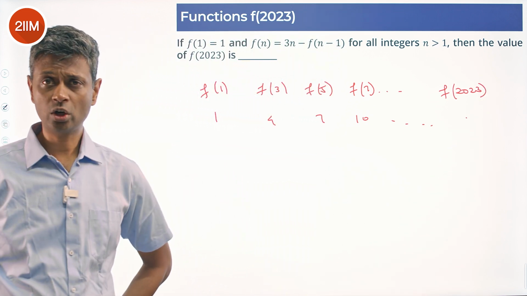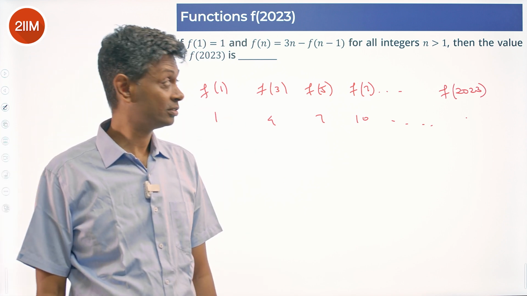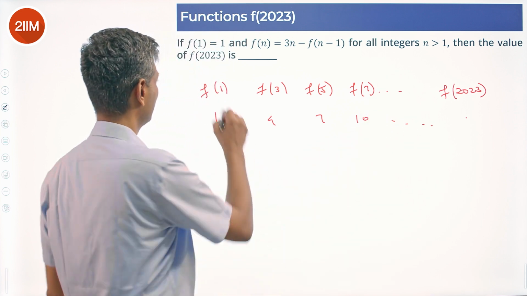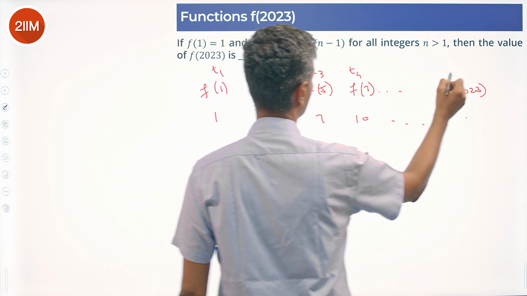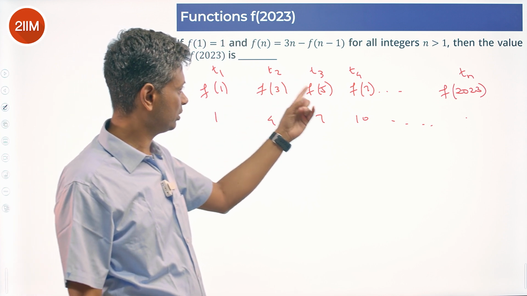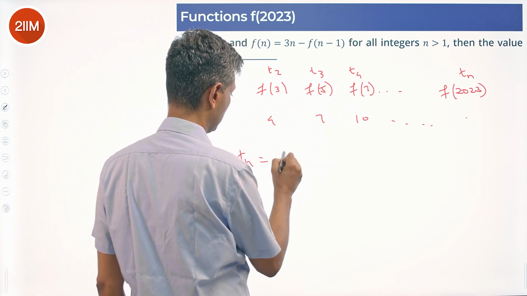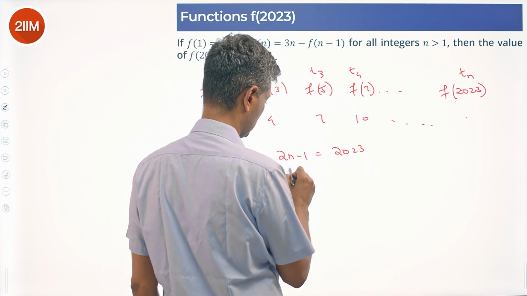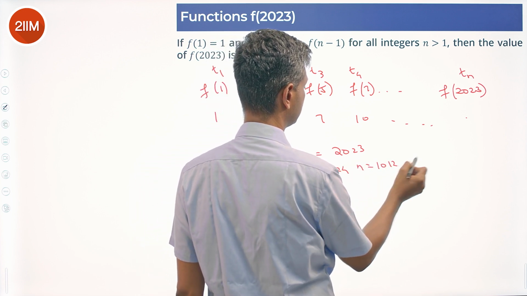If you write down odd numbers, 1, 3, 5, 7, 9, what is the nth term for f of 2023? If I call this the first term, this the second term, the third term, the fourth term, this is the nth term. This is 2 minus 1, 4 minus 1, 6 minus 1, 8 minus 1, or nth term equals 2n minus 1, which is 2023, or 2n is 2024, n is 1012.